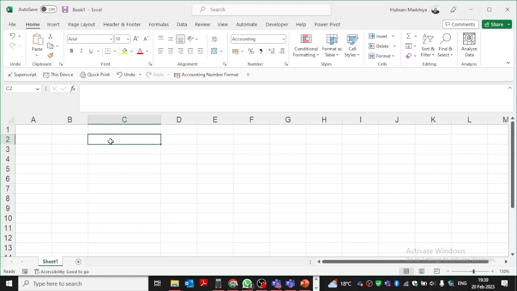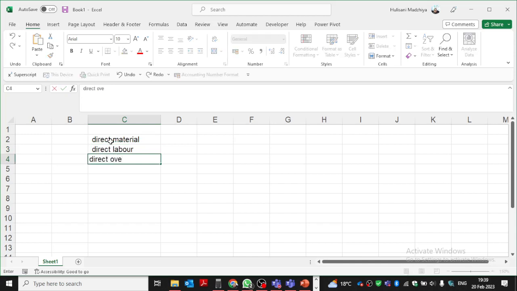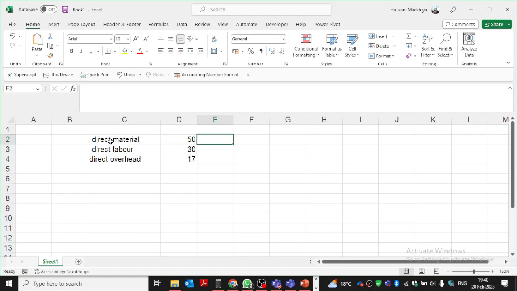calculate the maximum expected cost per unit. So we've got direct material, direct labor, and direct overheads, and we're told that this is 50 rand, this is 30 rand, this is 17 rand. Then they say plus or minus 10%.